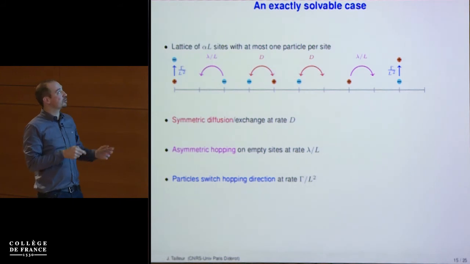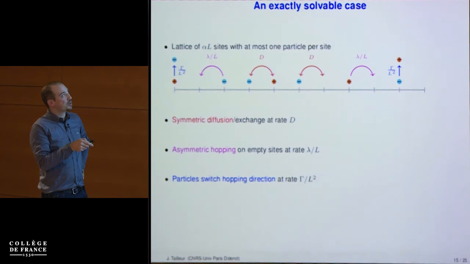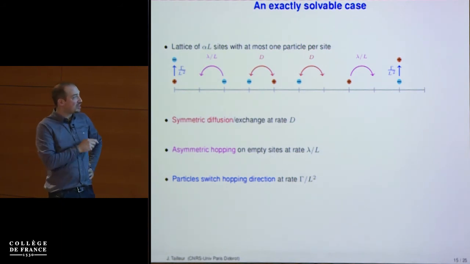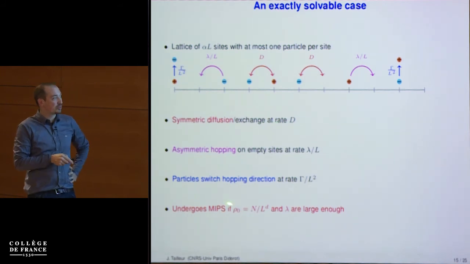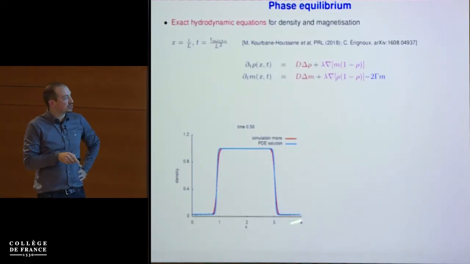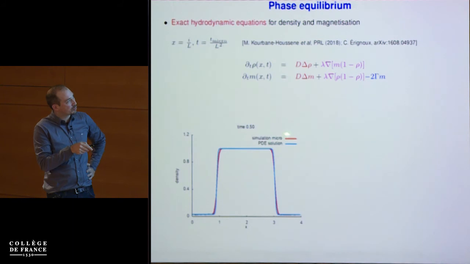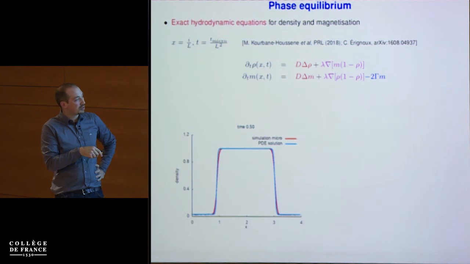And then at an even slower rate of gamma over L squared, a plus particle becomes a minus, or a minus becomes a plus. So I have a bit of symmetric diffusion, much less self-propulsion, and a tiny bit of tumble. If I do that, and I make simulations of these systems, it undergoes motility-induced phase separation if the density is large enough. So here is typically a simulation. That's, I think, a 1D case. And you see that you have a dilute phase that coexists with a dense one. If you compare microscopic simulation with simulation of a macroscopic solution, you get an exact agreement.